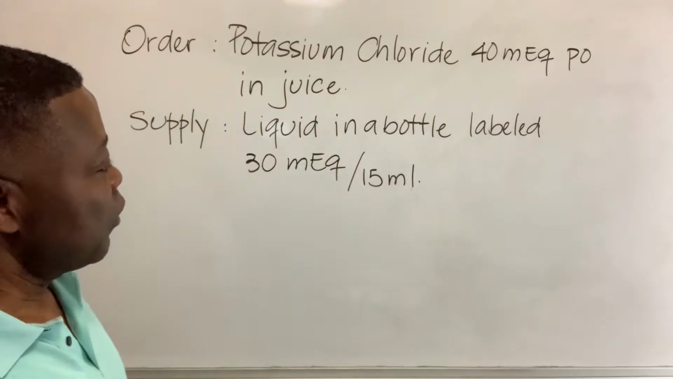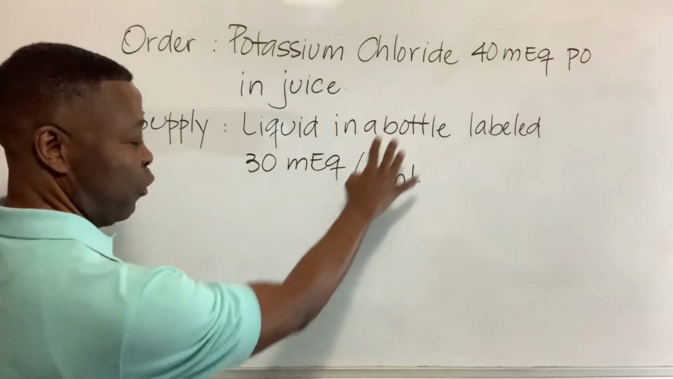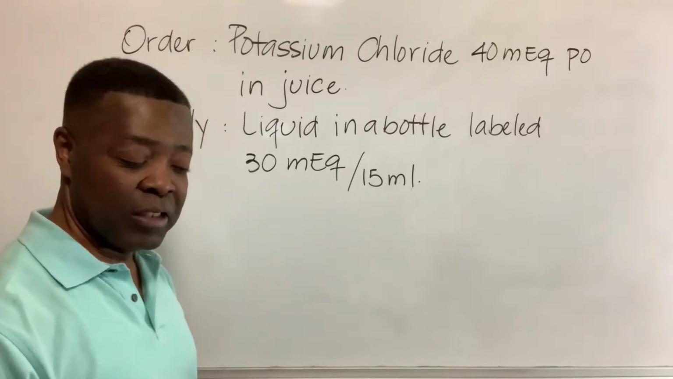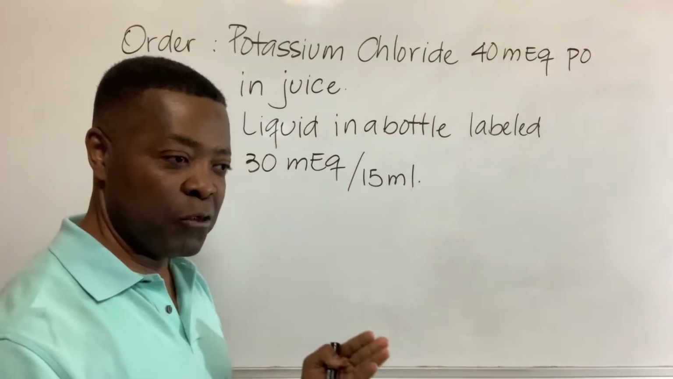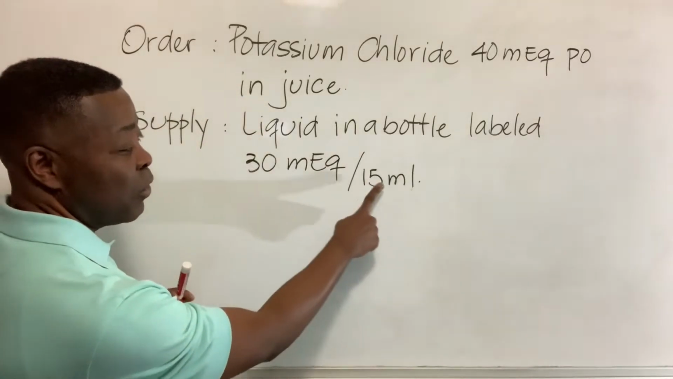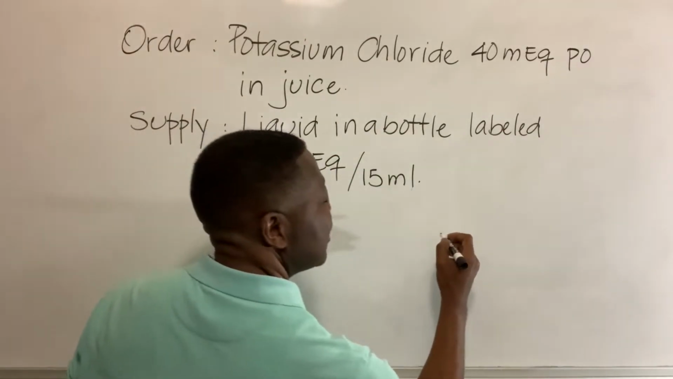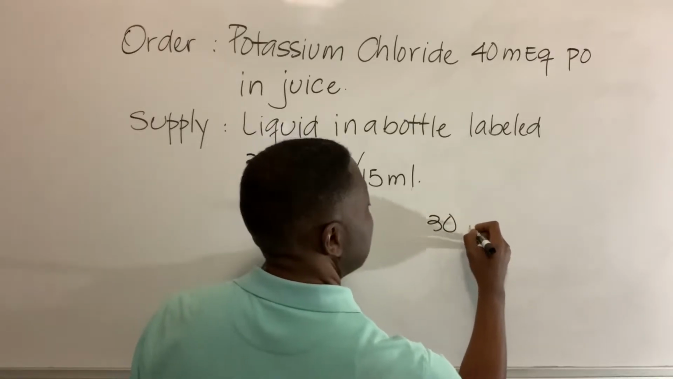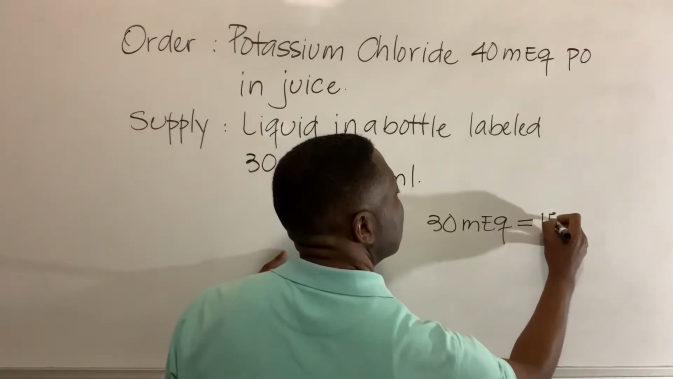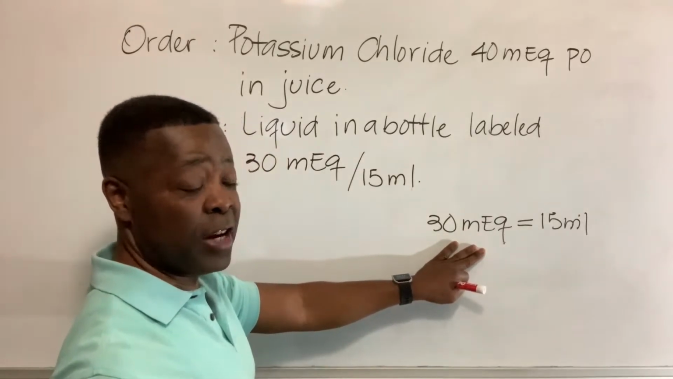milliequivalent. So from what I have in my supply, I have 30 milliequivalent for 15 ml. Remember the equivalent quantities we talked about? We use them to form ratios. So this is it, 30 MEQ for 15 ml. So what I can do, I can write 30 MEQ equal 15 ml.